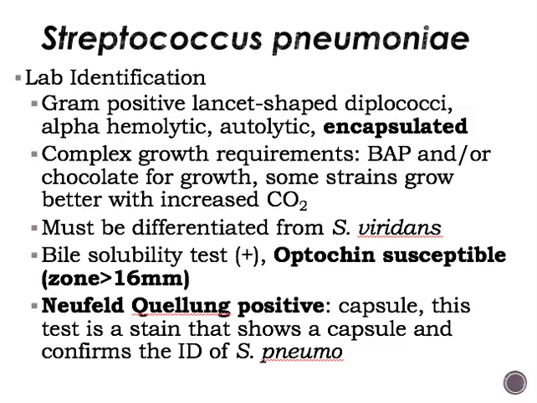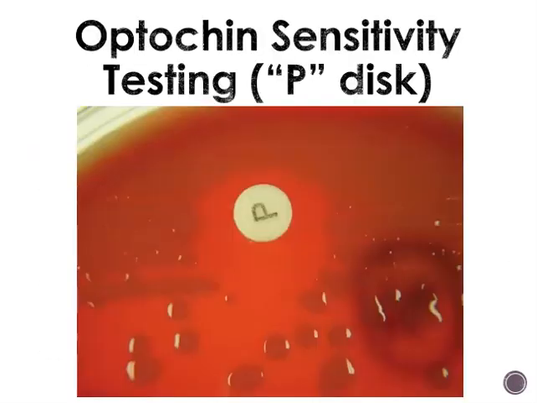And then finally, the Neufeld-Quellung test would be positive. This is a test for the capsule and can help confirm the identification of strep pneumo. So here's a picture of the Optochin sensitivity test. This one's also referred to as the P disc, and you can see the little P on the disc there, but we've inoculated the plate with colonies of strep pneumo. We've placed that disc in the center of where we streaked, incubated it overnight, and then come back the next day, and you've got that zone of no growth around the disc that we would have to measure.